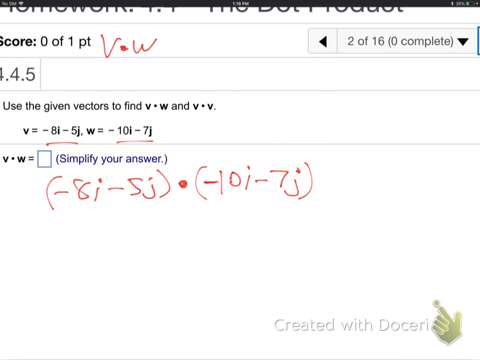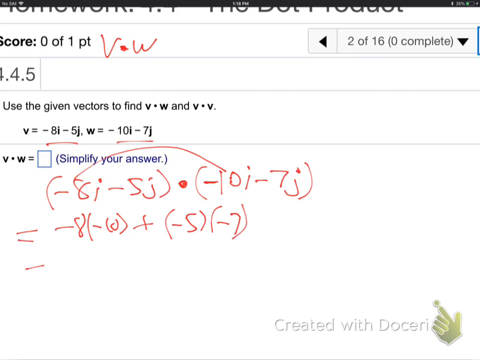All right, so how do we do it? Minus 8 times minus 10, and then plus negative 5 times negative 7. Just the i times the i, the j times the j. Drop the i and the j. And what do you got? 80 plus 35. Is that 115? Done? It's easy enough?